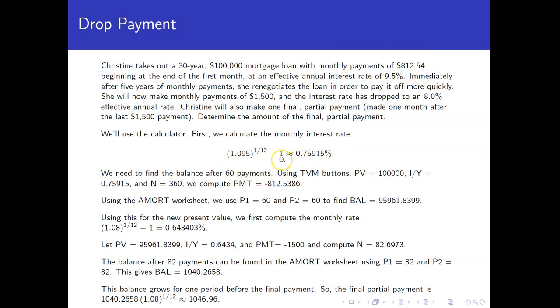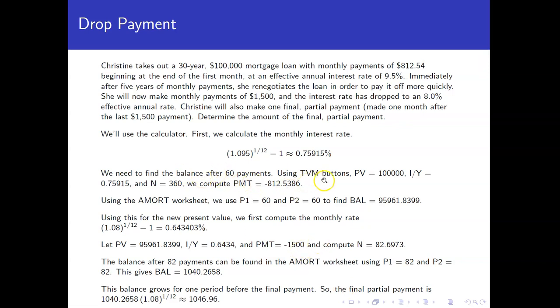Calculating our monthly interest rate, we get a 0.759% monthly interest rate. We want to know what the balance is after those 60 payments. So we need to use the time value of money buttons anyway if we're going to have that value in our calculator. We could use either the prospective or retrospective method off of this payment amount to get it, but I would rather this be a calculator-active problem because it's much easier to do with the calculator than with all the formulas, at least in my opinion. So we'll use the calculator to get the balance.